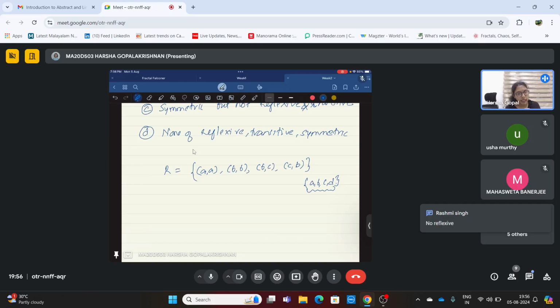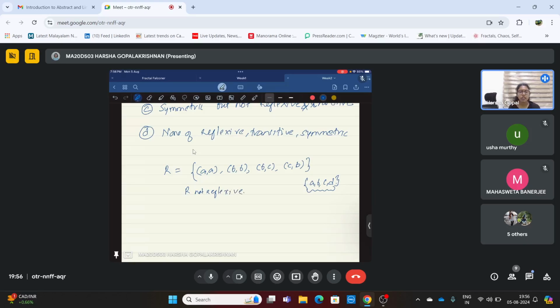So clearly it is not reflexive because only AA and BB are there. That is not enough. If one or two elements are there, that is not enough. We need that for every element. CC, DD also should be there. So since it is not there, this is not reflexive.